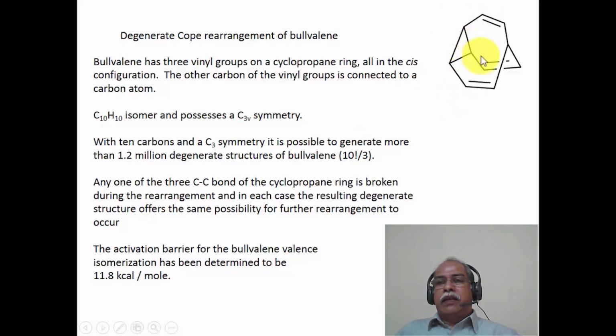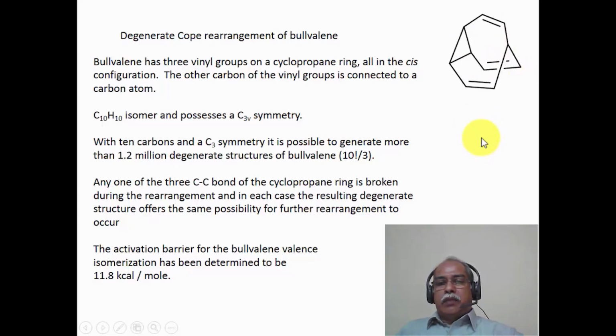Then there are 3 vinyl hydrogens on this particular carbon, and 3 vinyl hydrogens on the other carbon that is shown here. Finally, there is 1 hydrogen in this. So there are at least 4 different types of hydrogen in bullvalene: 1 corresponding to the cyclopropyl hydrogen, 2 types of vinyl hydrogen, and 1 type of methine hydrogen.